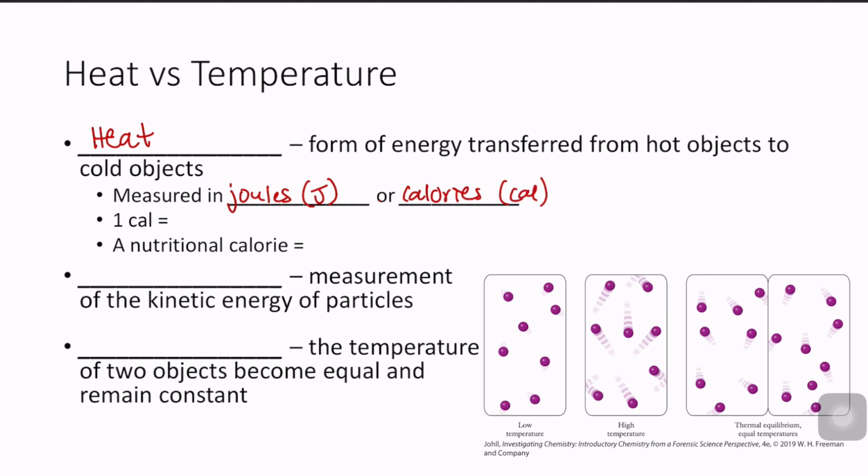1 calorie is equal to 4.184 joules. So you can use that conversion, or that equality, to convert between the two. A nutritional calorie is equal to 1 kcal, or 1,000 lowercase c calories. And a nutritional calorie is a capital C calorie.